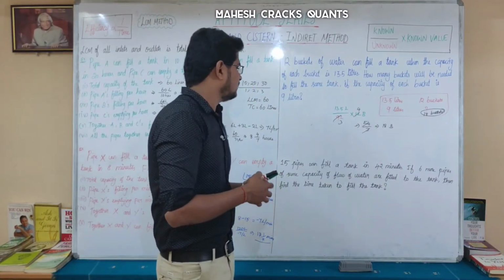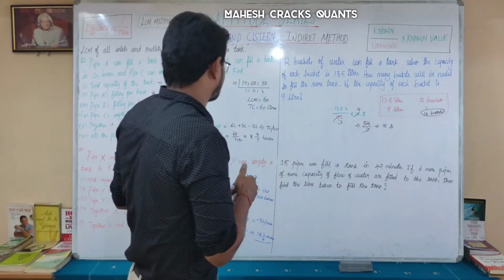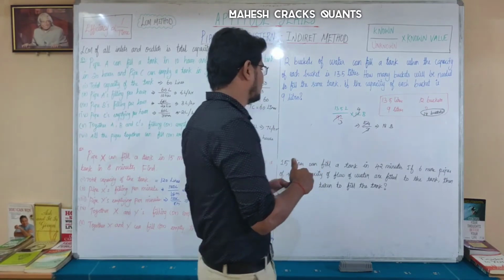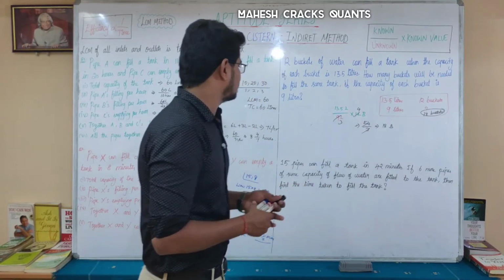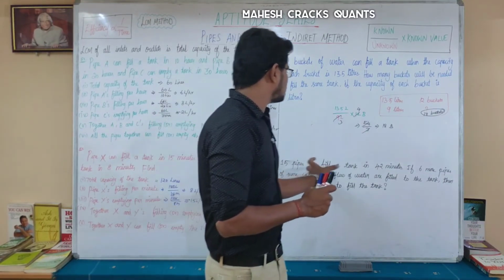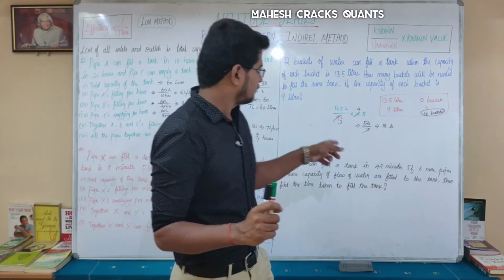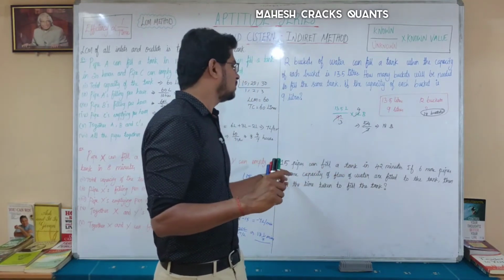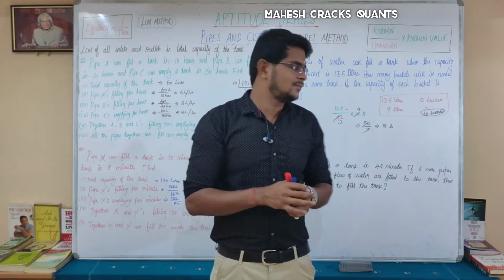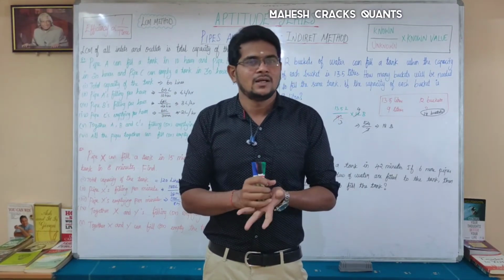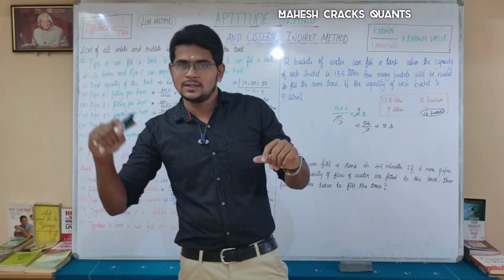15 pipes can fill a tank in 42 minutes. If 6 more pipes of the same capacity of flow of water are fitted to the tank, then find the time taken to fill the tank. So 15 pipes are fitted in the tank, then it takes 42 minutes. If 6 more pipes, which means totally 21 pipes are fitted, how many minutes will it take? Will it take less than previous or higher than previous? Less than previous, because you are increasing the number of pipes, so the time taken will reduce.